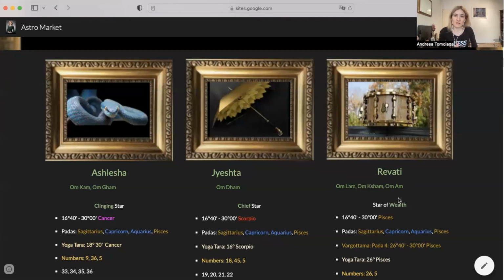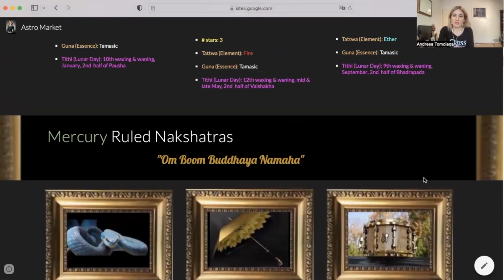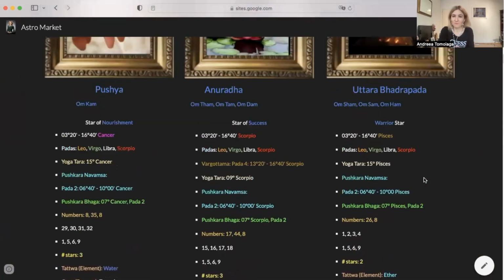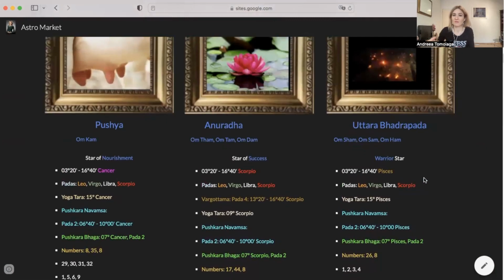And this will happen between 30 degrees of Pisces and 16 degrees 40 minutes of Pisces, which will be this nakshatra of Revati, which, as you see, is pretty positive in terms of financial influence, being the star of wealth. Then we have from 16 degrees 40 minutes of Pisces towards 3 degrees and 20 minutes of Pisces, the constellation of Uttara Bhadrapada. This is Saturnian influence.